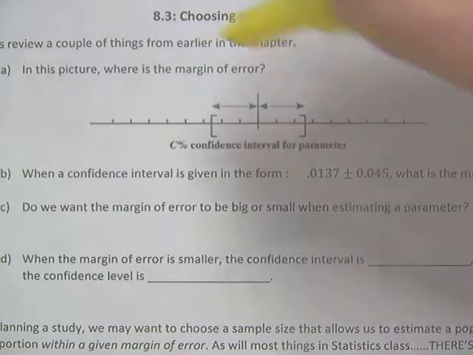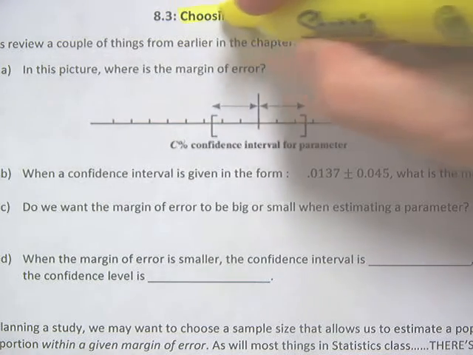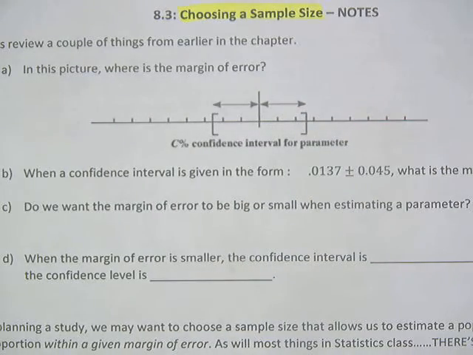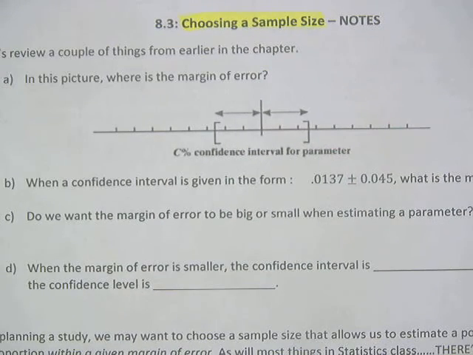The title of the notes is Choosing a Sample Size. A lot of times statisticians want to know before they go out in the field and actually start gathering data, how large of a sample size do I need to make this work? And when I say to make this work, I mean we want that small margin of error. We keep talking about margin of error. We want a small margin of error.